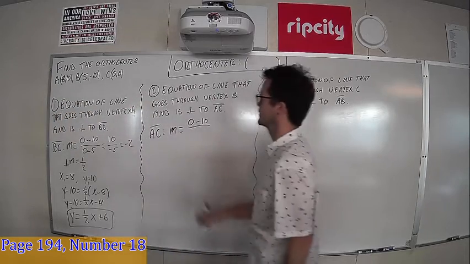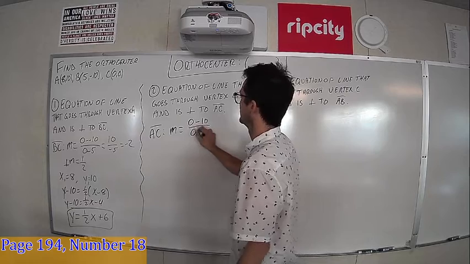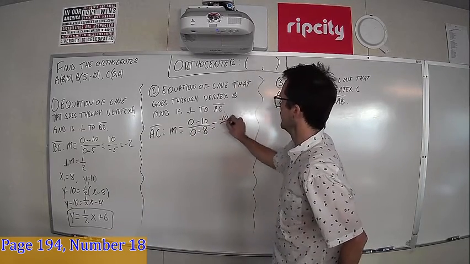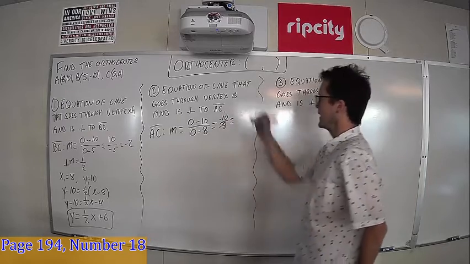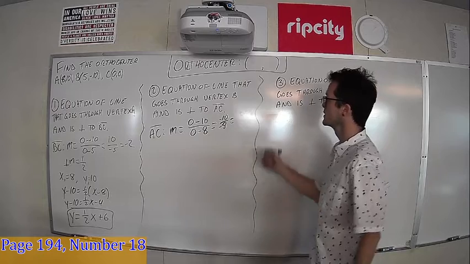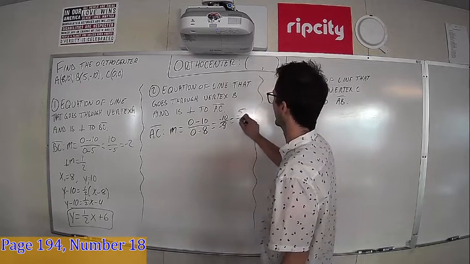Oh, that confused me. So then it was -10. We're good. And then on the bottom, it's 0 minus 8. So we have -10 over -8. Negative divided by a negative is always a positive, and this one can reduce to be 5 over 4.